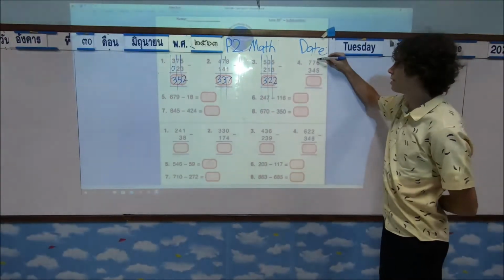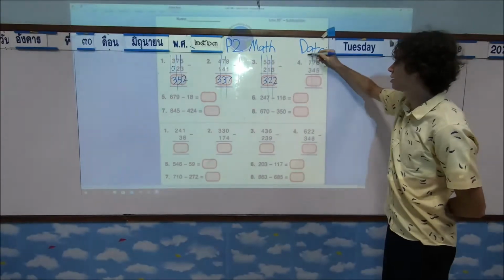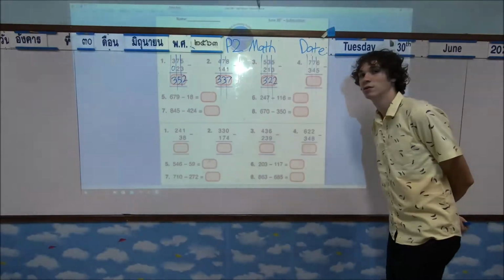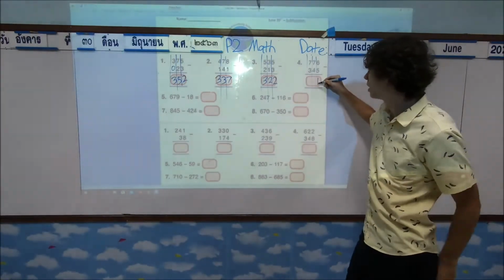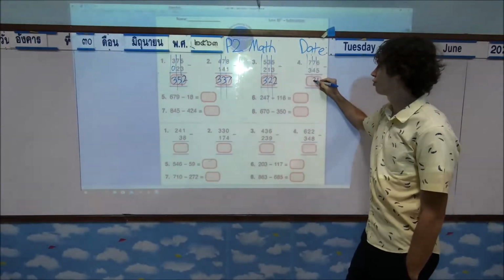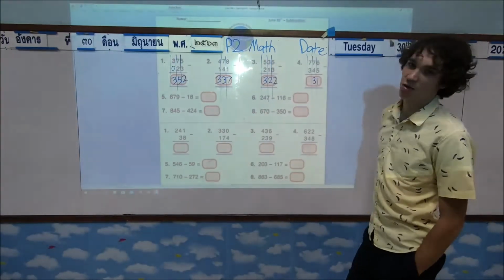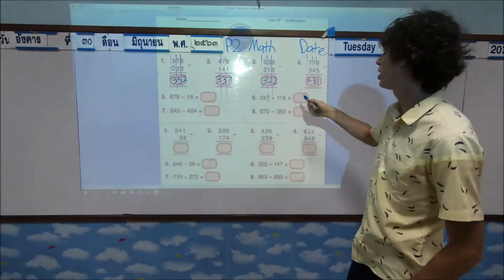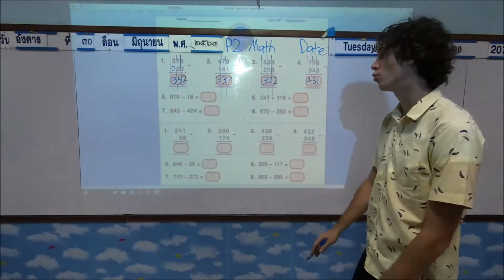Number 4, line it up. Ones, tens, hundreds. 6 minus 5 is 1. 7 minus 4, 3. 7 minus 3, 4. Number 4 is 431.